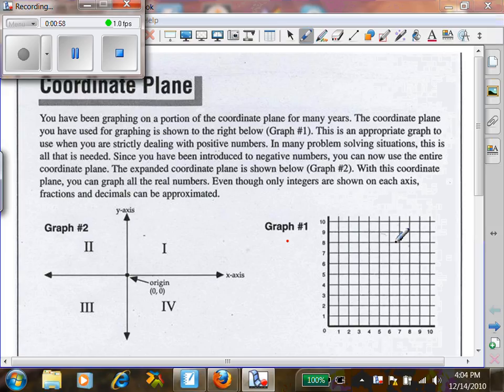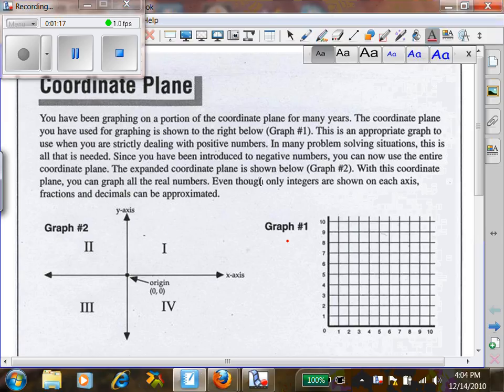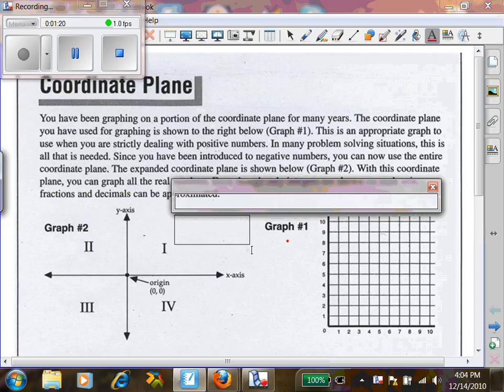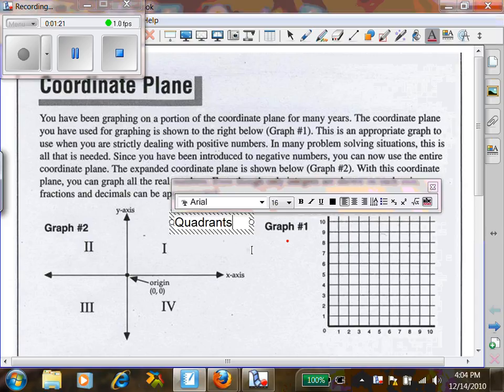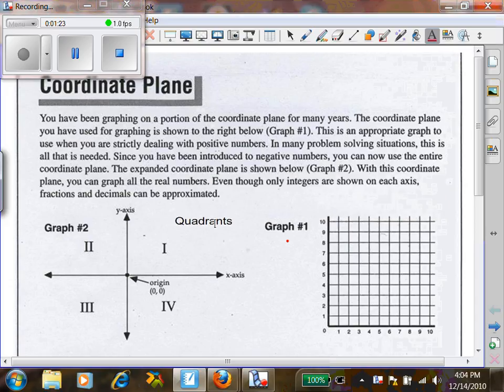Well, we're going to throw in some negatives. So we're going to be working with all of the quadrants that go along with the coordinate plane. So let's take a look. In this case, I'll run through this real quickly with you, but the coordinate plane is really broken into 4 sections, and those 4 sections are called quadrants. It's called a quadrant because the prefix quad means 4.